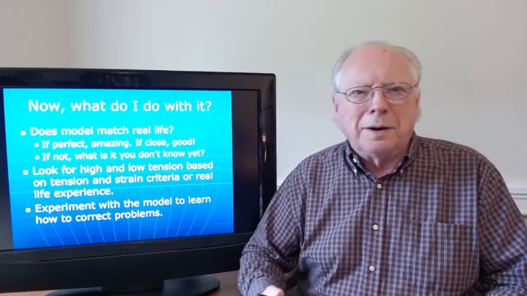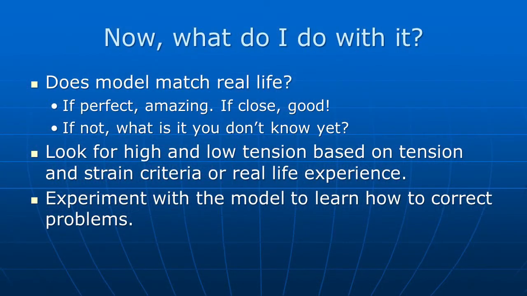So now what do you do with the model? You've built it. First off, does it match real life? Is it predicting what you think you see out there? If it's perfect, that would be amazing, because that rarely happens. If it's close, that's good. You see tensions go in the directions that you think they should go, up and down as you think they should. If it doesn't match real life, you've got to ask yourself, what is it I don't know about my process? The model may not be right, but it's not right because there's something you didn't understand, or the machine is not the way you thought it was. And it's something to troubleshoot.